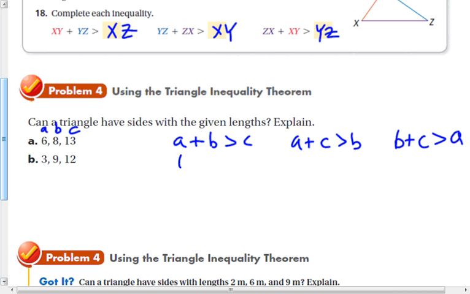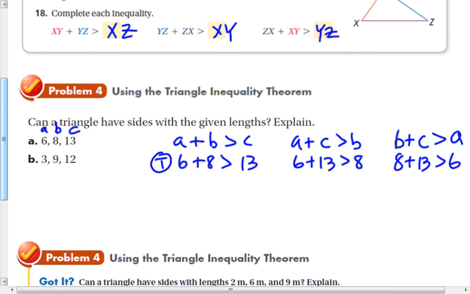So if I plug in the values, I get 6 plus 8 greater than 13. That looks like it's true. 6 plus 13 is greater than 8. That looks like it's true. And the last one, 8 plus 13, must be greater than 6. So we have three true statements. So this could form a triangle because of the triangle inequality theorem. So yes.